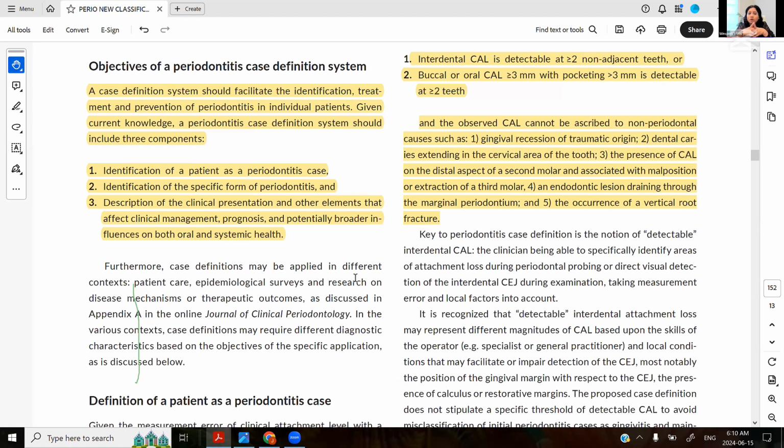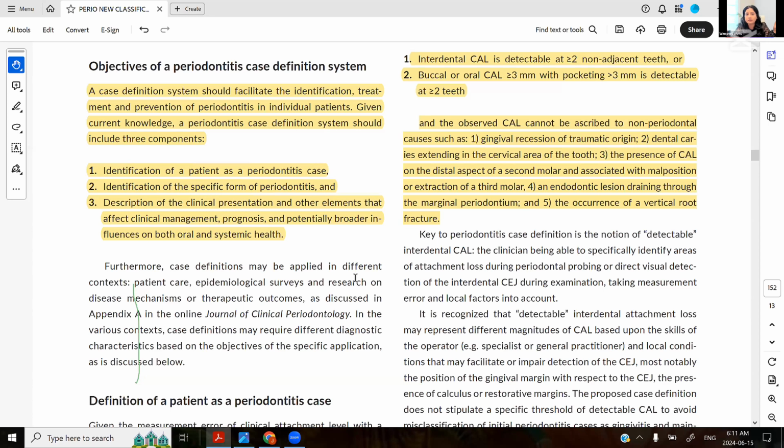So given the current knowledge, a periodontitis case definition system should include the 3 components, which is identification. We have done the BPE scoring. Now today we learn the total assessment of the various factors which will put your patient in either stage 1, 2, 3, or 4. I immediately define what criteria puts you in stage 1, 2, 3, or 4, and what findings given in the patient's history will put the grade in A, B, or C.